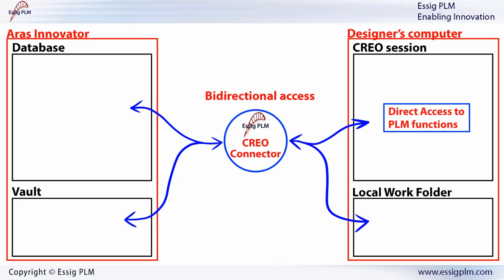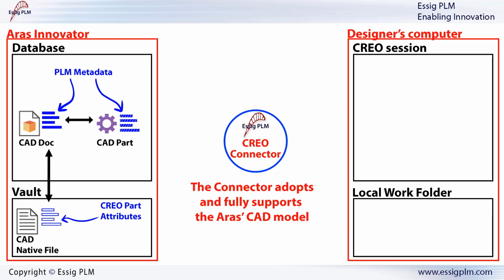On the one hand, the Creo connector fully adopts and supports the Aras CAD model. As it will be clear in a few moments, this includes creating and managing parts and CAD documents in the Aras database, and the storing and handling of the Creo native files in the Aras Vault. On top of that, the connector automatically creates and manages the associated BOMs and CAD hierarchies and takes care of the part number registration in Aras.